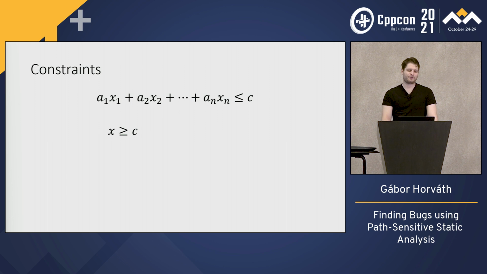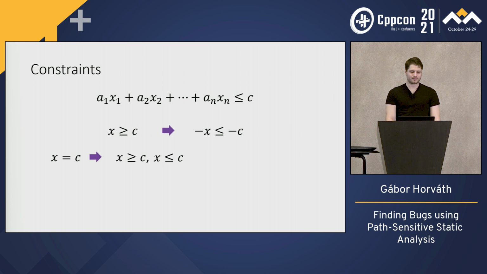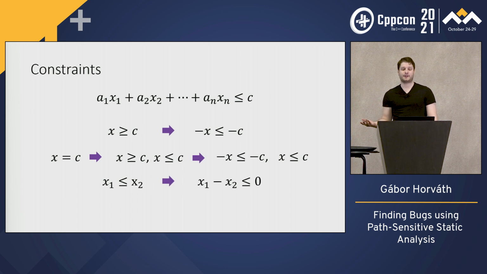So for example, if I have something of the form x greater or equal to c, then I can multiply the inequality by -1, and then I have a less than or equal to expression. If I have an equality, basically I can express the equality with two inequalities, and then I can transform one of the inequalities into the less than or equal form. And if I have a comparison between two variables, I can subtract one of the variables and get back to the canonical form.